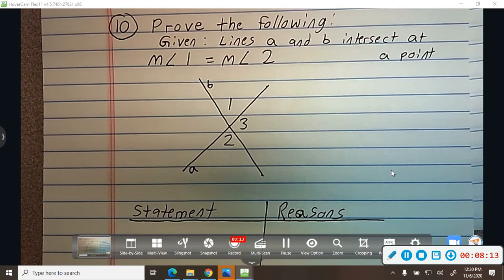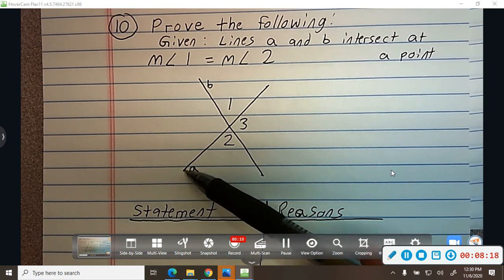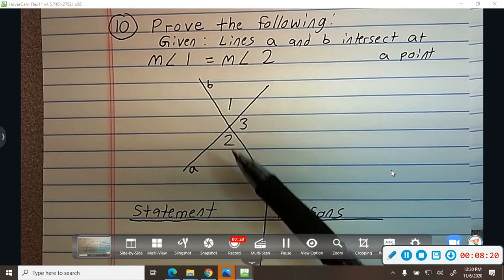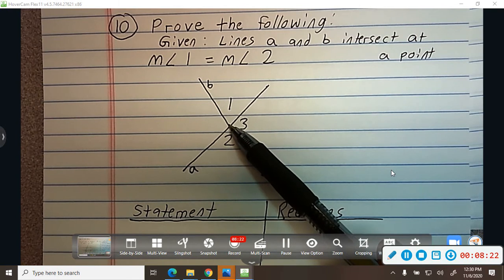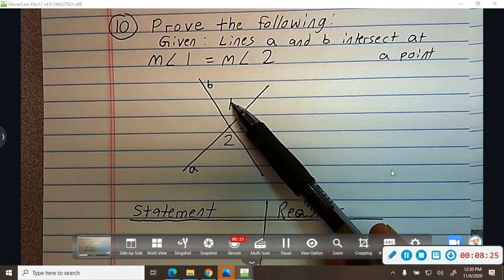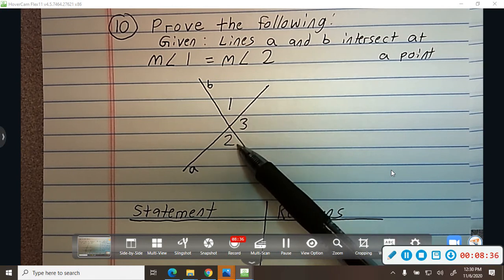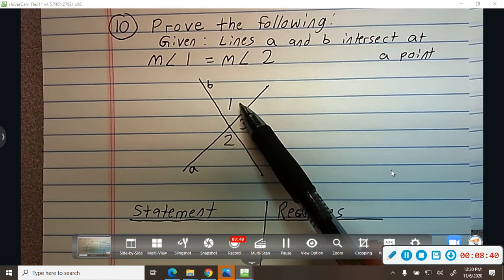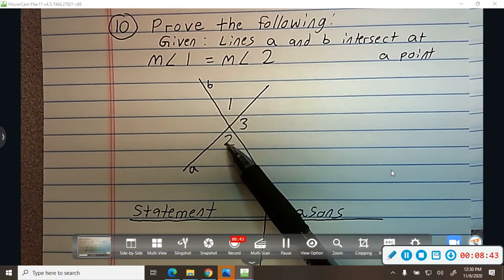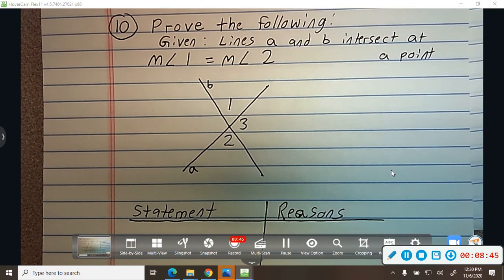Alright, so we're supposed to prove the following. And all they tell us is that lines A and B intersect at a point. And they want me to prove that the measure of angle 1 is equal to the measure of angle 2. Now you might be saying, wait a minute, 1 and 2 are vertical angles. And by the vertical angles theorem, if two angles are vertical, then they have equal measures, so 1 equals 2. That would be the short proof.